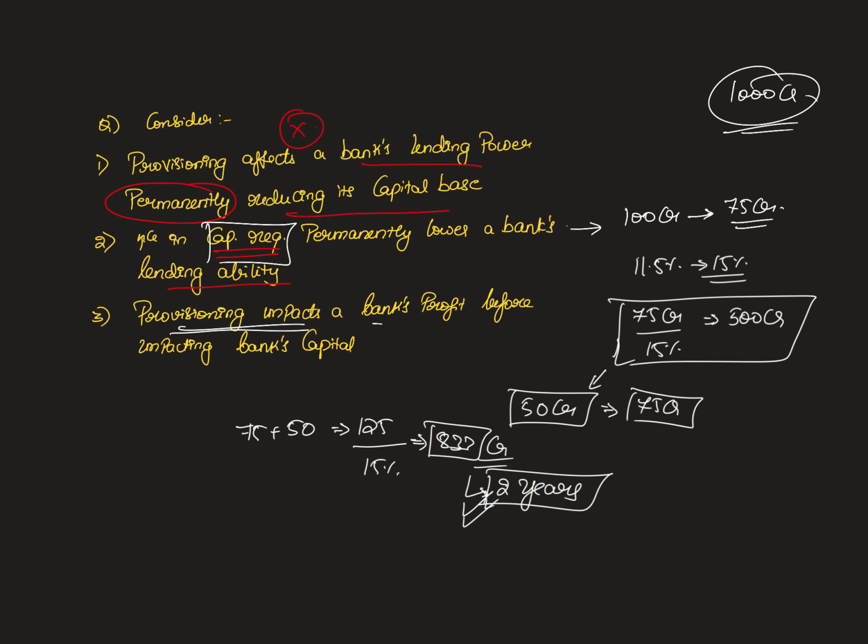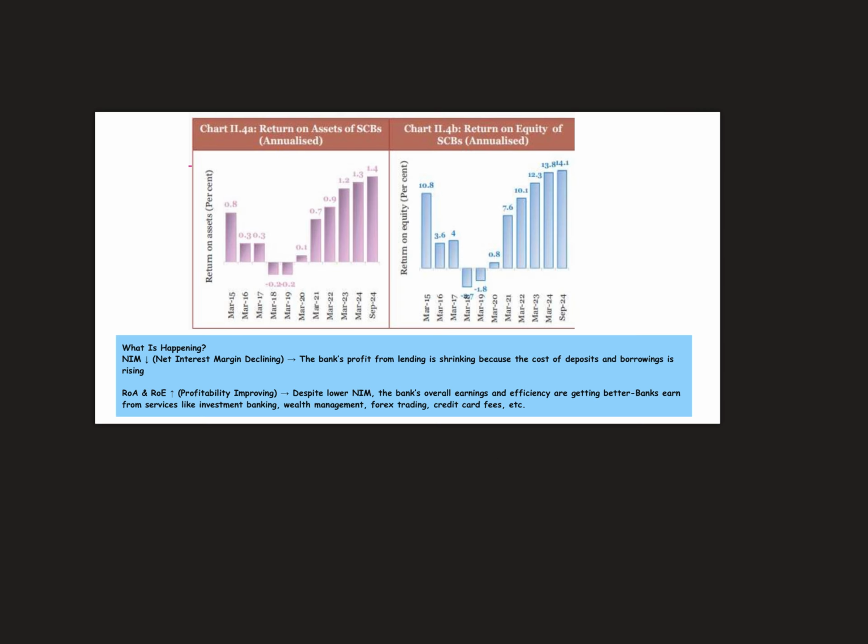Provisioning impacts a bank's profit before impacting bank capital. Obviously, it's true. We have seen in the previous example. So, the first statement is wrong, and these two statements are right. Only two statements are correct in the above example. Now, let's understand the concept of net interest margin. What is this net interest margin and why is it declining?